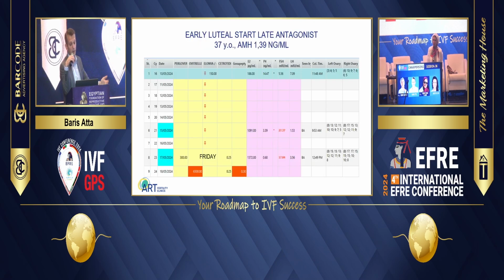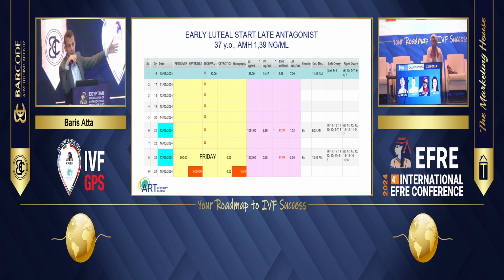So this is one of my favorite stimulation protocols, basically. So a patient came on day 16, 37, moderate ovarian reserve. She had ovulated. Progesterone is 14, right? So I gave her an Elonva. Saw her like 5 days later. Progesterone is still reassuring. The follicles are growing nicely. Estradiol is good.